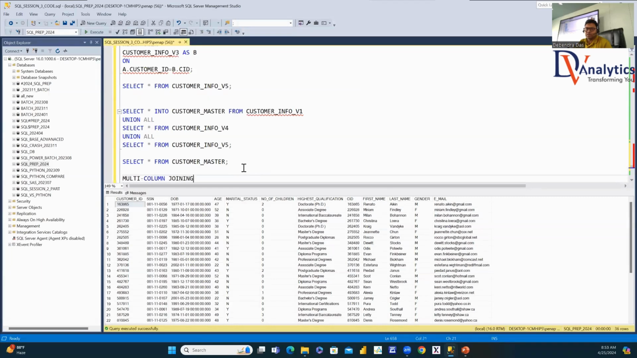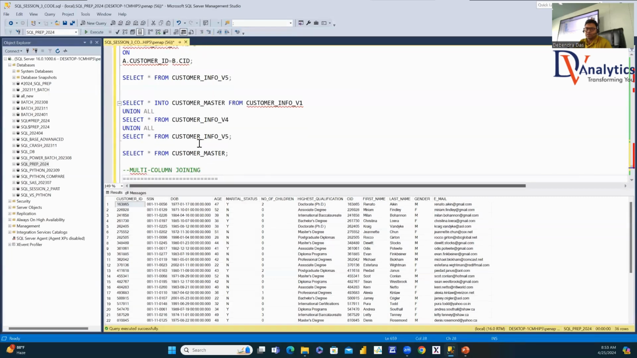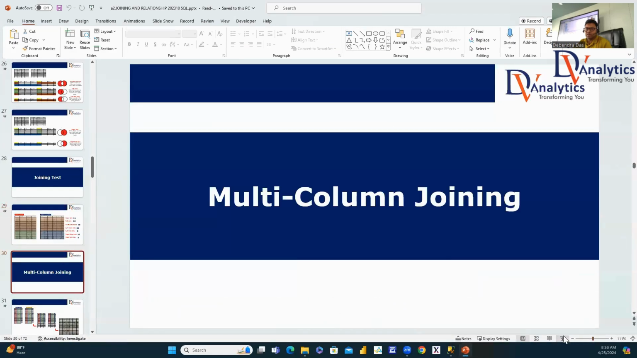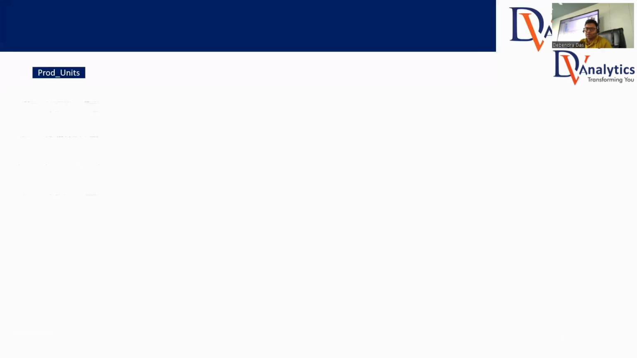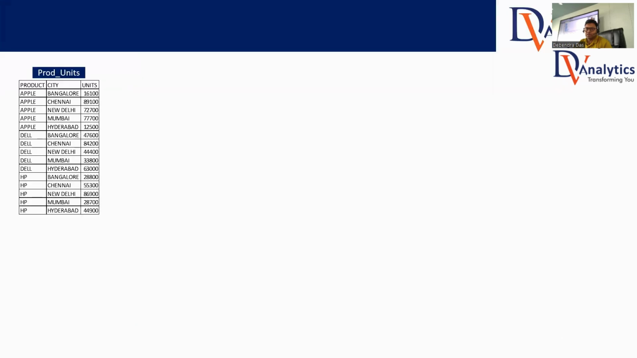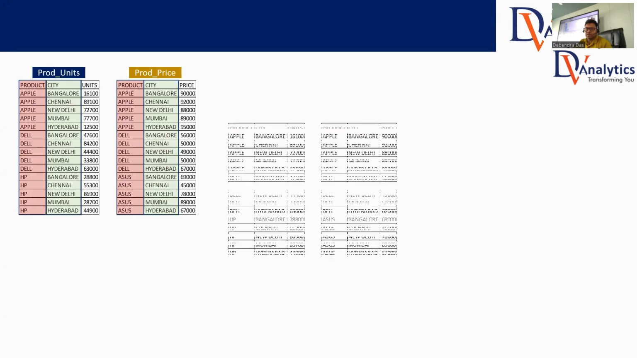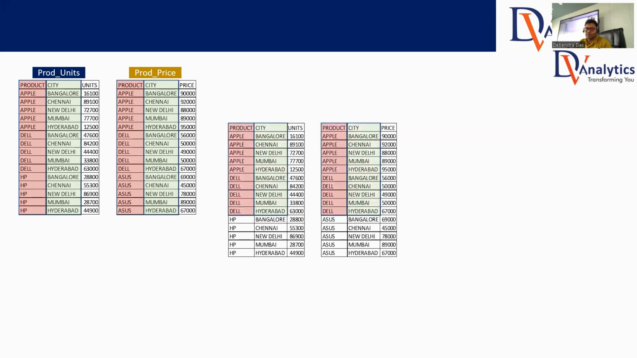multi-column joining. So what is called multi-column joining? Let's take an example here. There is a table called product units, which has product, city and units. Another table is product price, which has product, city and price. In both tables, what is common, guys? Here you can see product and city both are common, right? So what you're trying to do here, you need to find out in both the tables what is common.